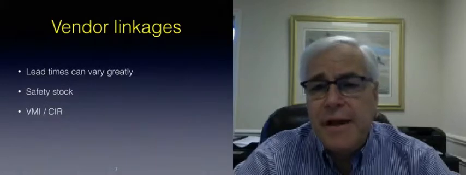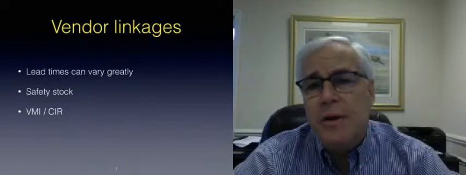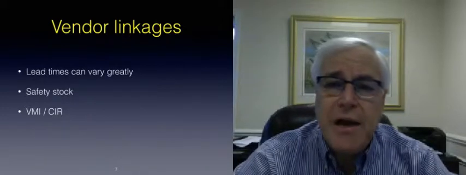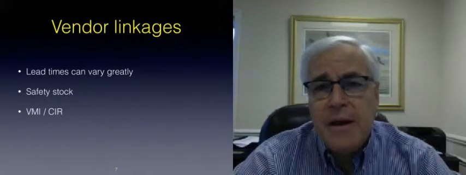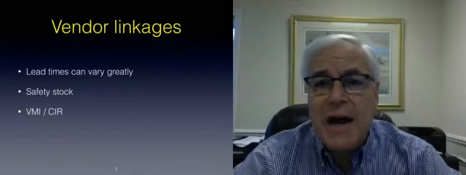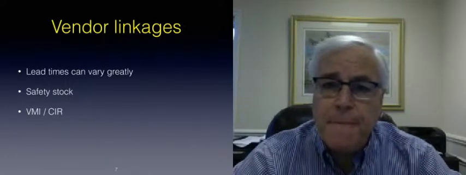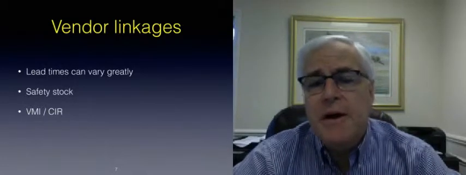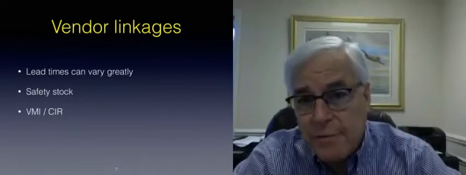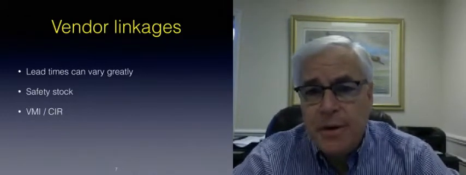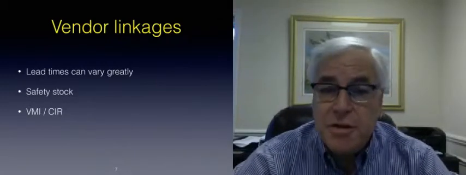So vendor linkages are also of great importance. Lead times can vary greatly. Only good communications with the vendor can help the distributor keep track of the upcoming shortages and problems in the pipeline with the vendor. That's why distributors have safety stock, and sometimes there are vendor managed inventory programs or continuous inventory replenishment programs that help buffer the vendor lead time issues between the vendor and the supplier, of course, is what I'm talking about, and the distributor. But those VMIs or CIR programs usually only exist with the very largest suppliers.